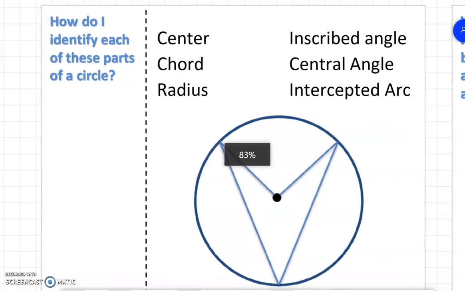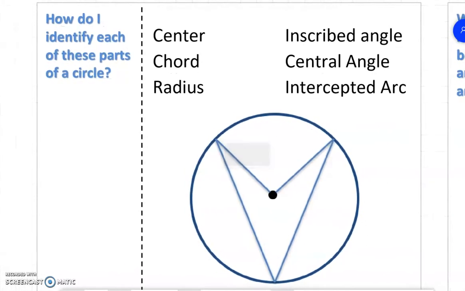How to identify each of these parts in a circle. So remember, everything that's on my screen needs to go in your notes. So, first word, center. This is the center of the circle, kind of an obvious one. A chord is any segment that connects two endpoints of a circle. So this would be considered a chord right here, the endpoints of that chord connect 2 points of the circle.